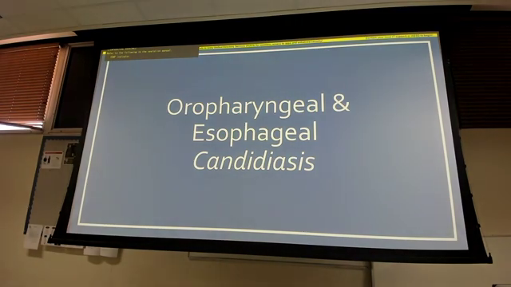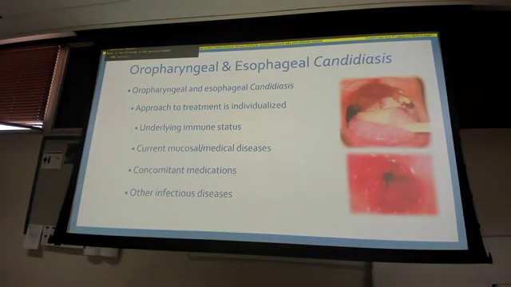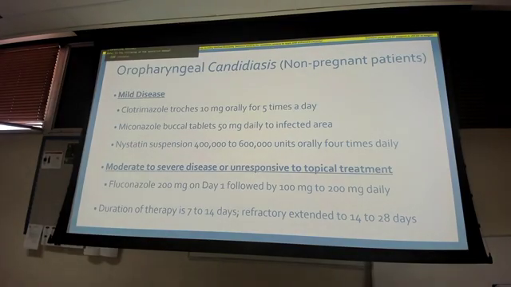Next up, we're going to transition to oropharyngeal and esophageal candidiasis. With this, the approach is going to be, again, specific to our patient. We want to assess their immune status, their current disease, if there's any concurrent medications that they're on that will interact with our medications, and if they're being treated for any other infectious disease. So with mild disease, clotrimazole troches we can reach for, or miconazole buccal tablets. But the most common one that I see in the hospital is the nystatin suspension, which the patients will swallow 4 times daily.